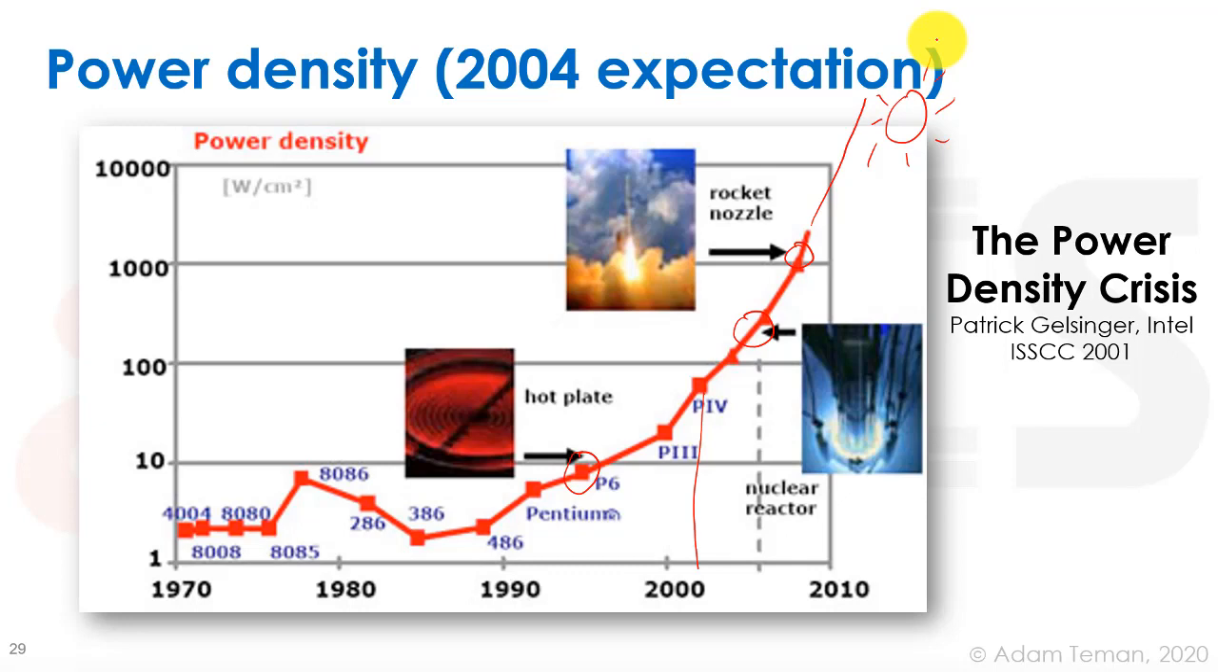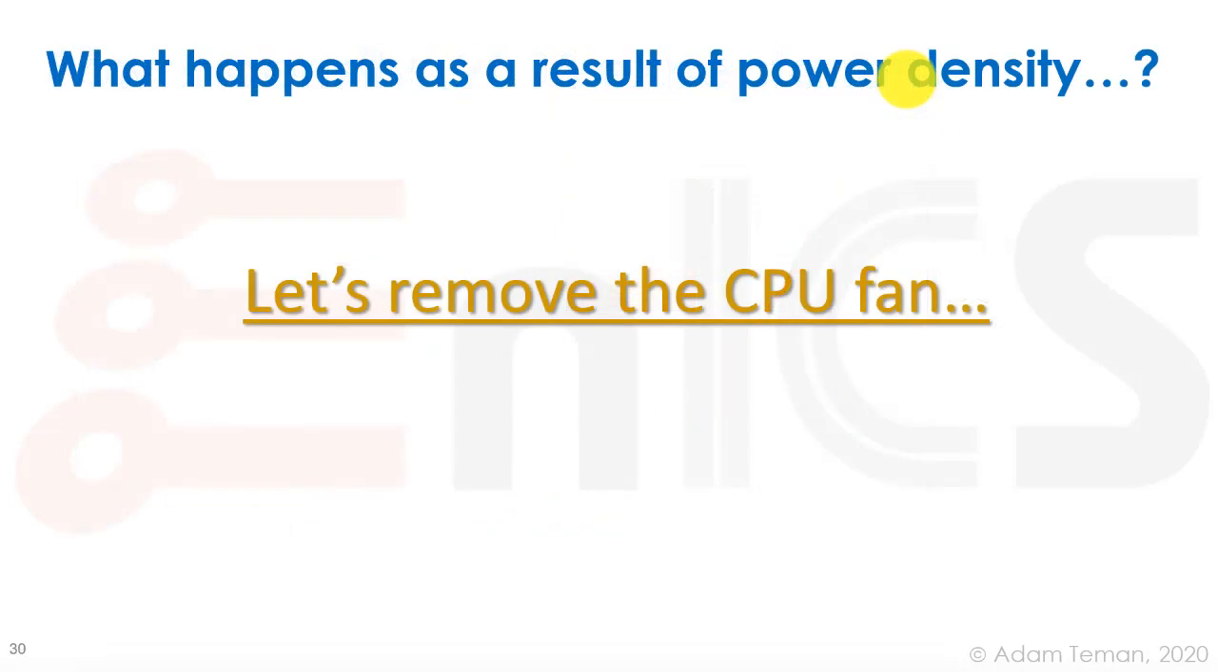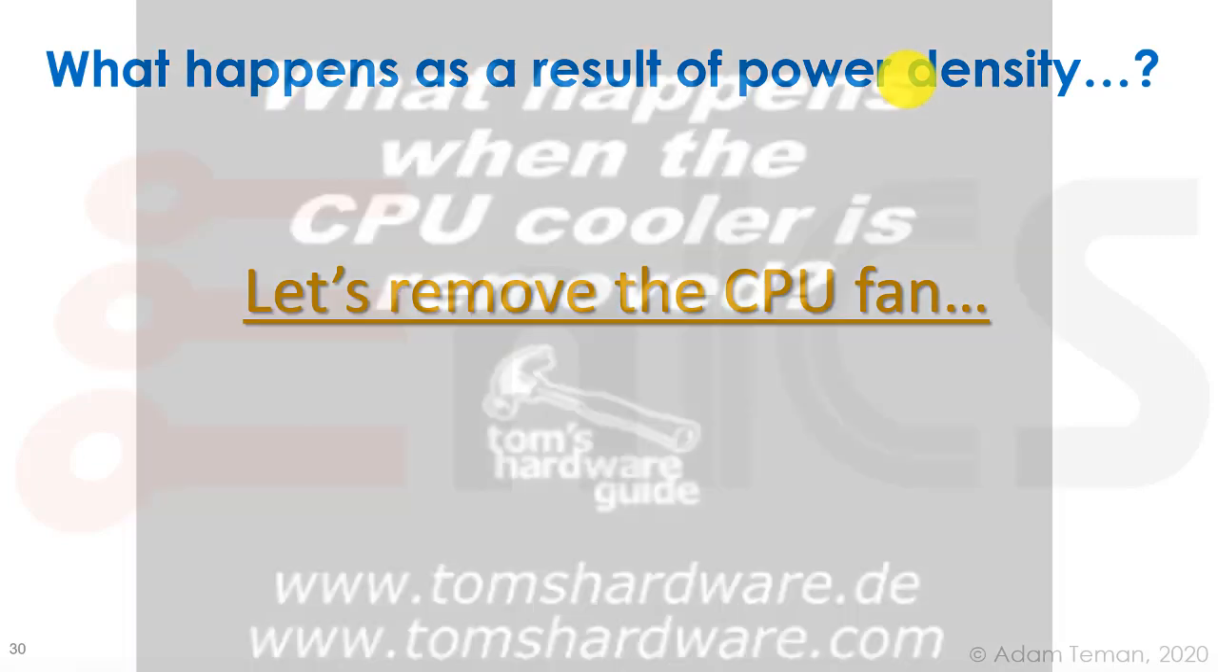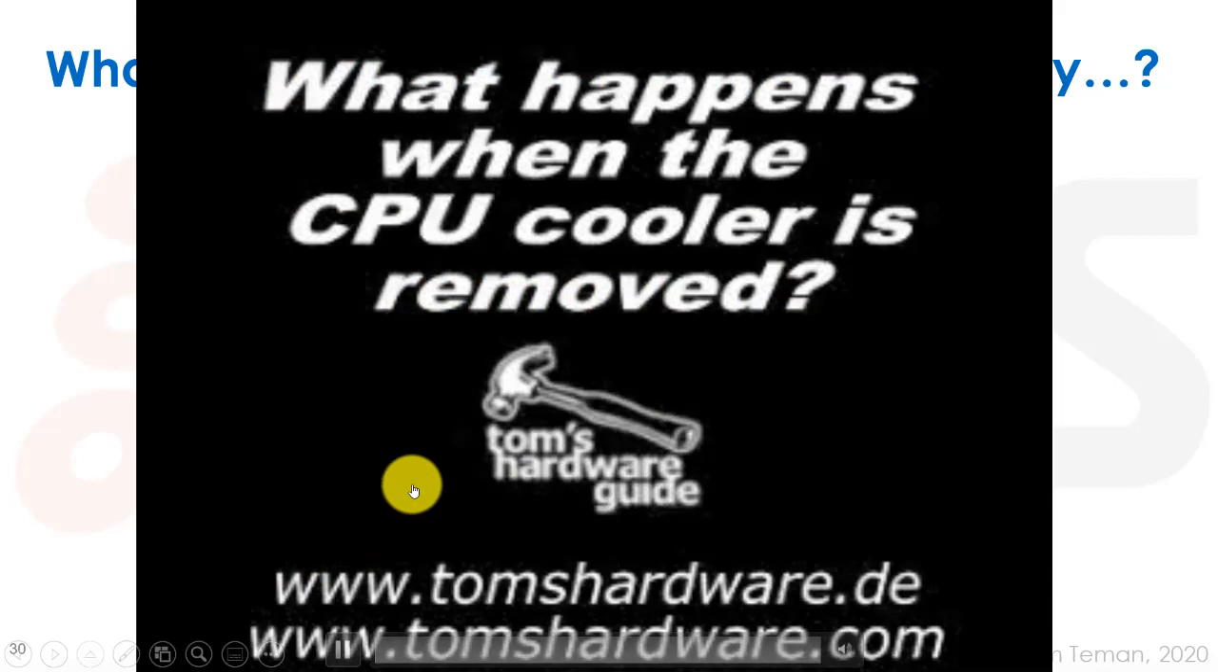This was a big shock to everyone, and everyone who saw it figured that we couldn't keep on raising our frequency as we had up till the time of the Pentium 4, which could run at over 3, maybe 4 gigahertz, and this is a long time ago. So there's this nice video, pretty old, but it shows what was going on. It's from Tom's Hardware, and let's see what happens when we remove the CPU fan.